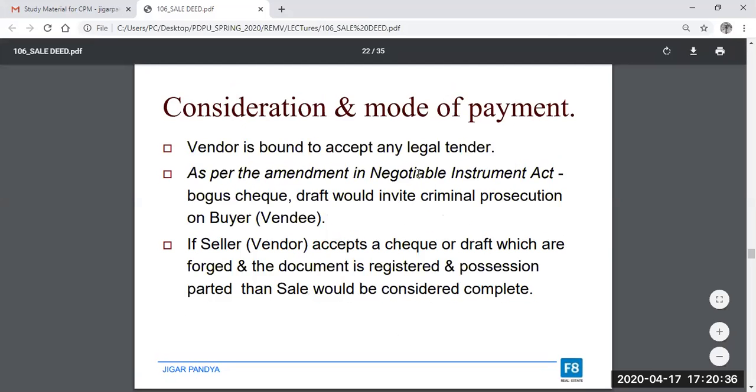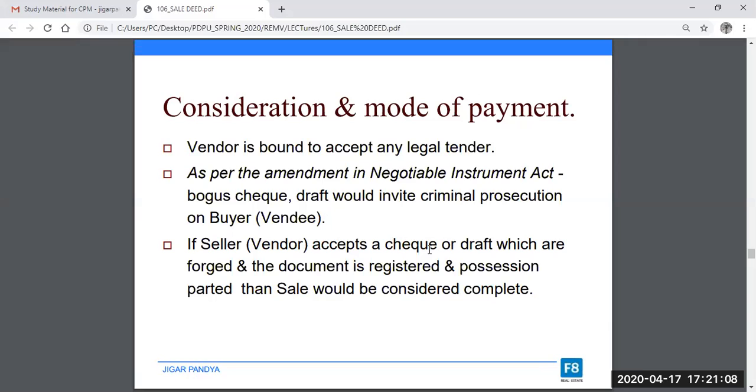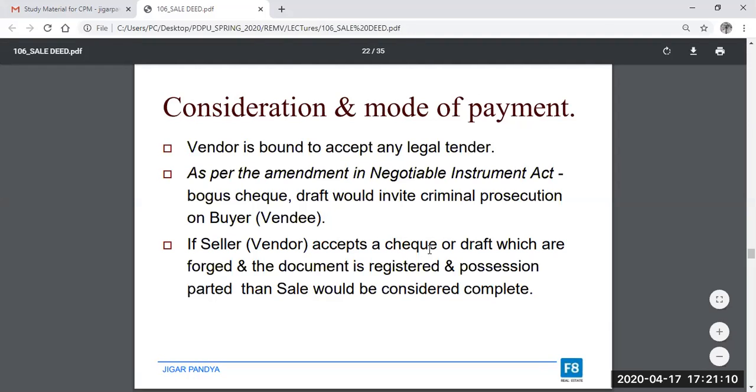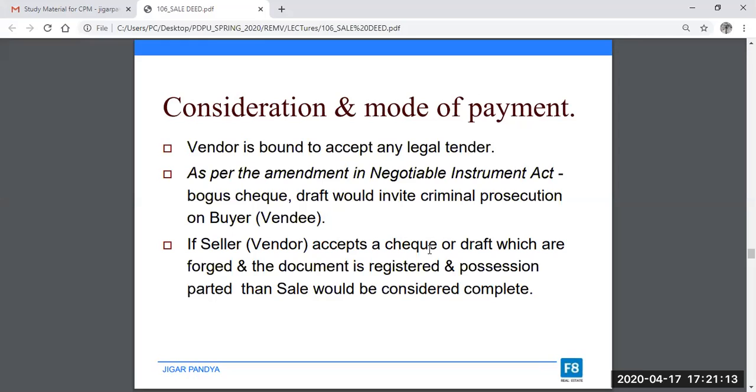The vendor is bound to accept any legal tender. As per the amendment in the Negotiable Instrument Act, a bogus check or draft would invite criminal prosecution to the buyer. If the vendor accepts a check or draft which is false and the document is registered, possession is parted, then the sale will be considered complete. So this is the key aspect: if the vendor does accept a check, gives the possession and registers the sale deed, then it is done and complete, and there is not much you could do.